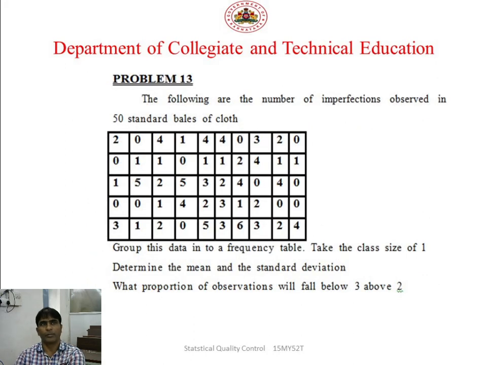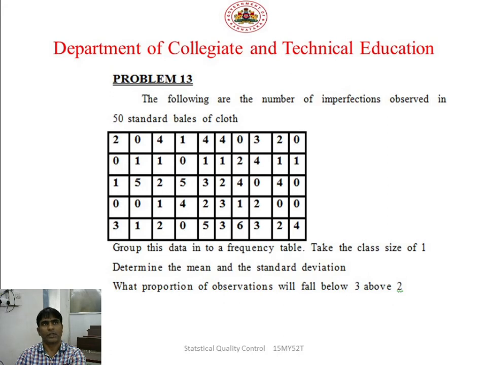So one more problem. You can solve this problem here, or you can take it as an assignment. Calculate the mean and standard deviation of these 50 standard bales of cloth.